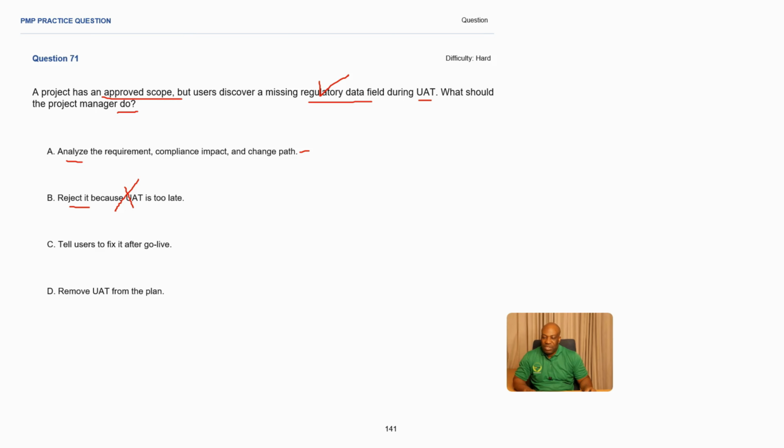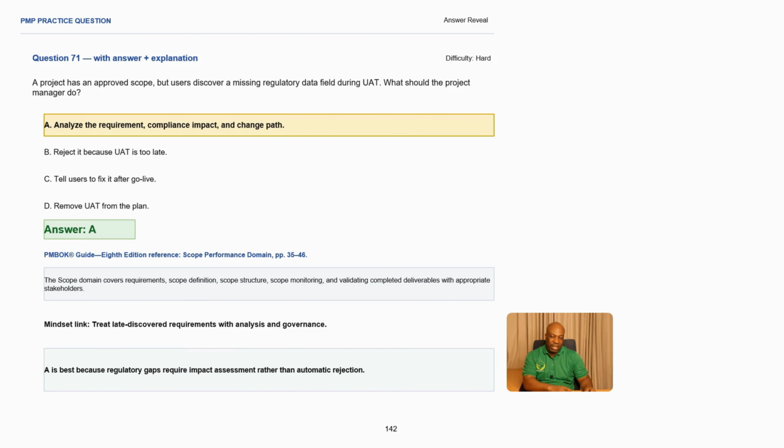Tell users to fix it after go live. You cannot postpone regulatory issues. It has to be fixed during this project. Then remove UAT from the plan. There is no way you can remove UAT. This is the only opportunity for users to test before they go live, making this an incorrect answer. So the best answer here is A, which is to analyze the requirements, compliance impact, and also the change path. Right, and what is our reference here?